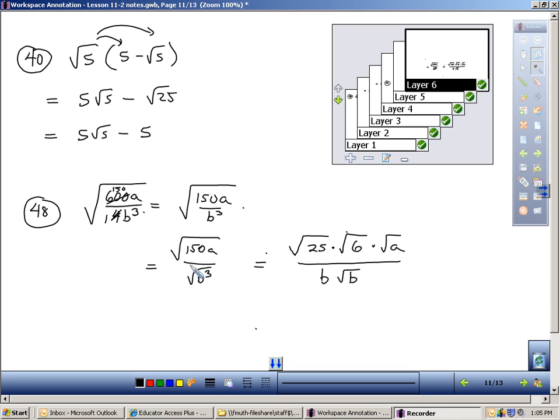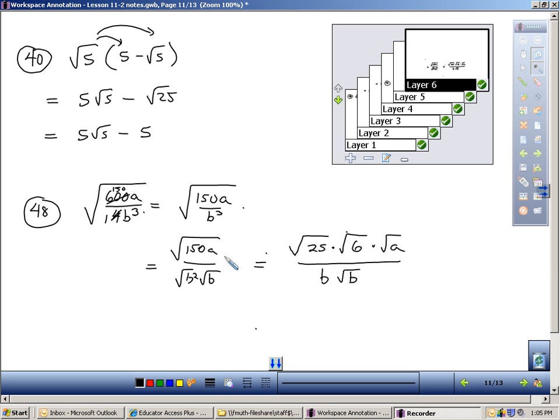Now, let's think about this. I can't take the square root of b cubed, but I can break the square root of b cubed into the square root of b squared and the square root of b, because b squared times b is b cubed. So I'm going to break this up into the square root of b squared and the square root of b, because that combined is still the square root of b cubed.